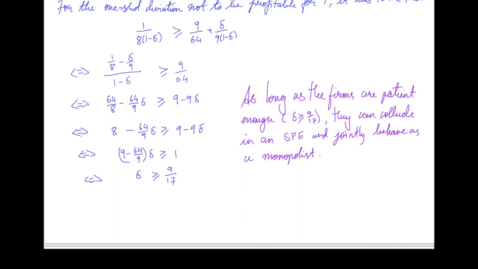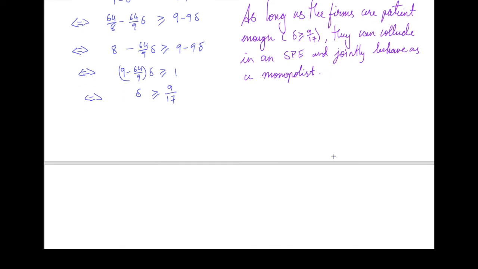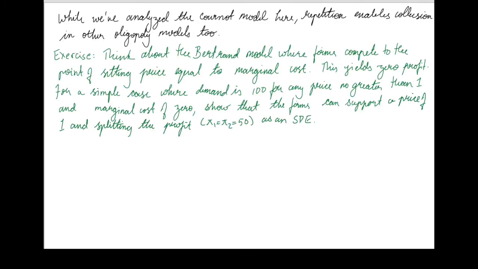So as long as they're patient enough, they can collude in equilibrium and behave as a monopolist. And we saw that repetition enables collusion. But this phenomenon is actually more general. Even for other oligopoly models, you can show similar results. So as an exercise, think about the Bertrand model.